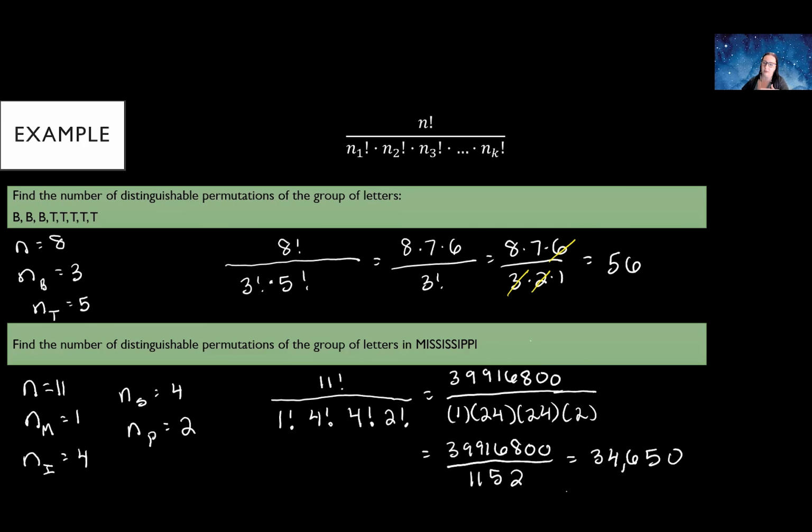So that would be the number of different ways you could rearrange the letters in Mississippi with them all looking different, which is a lot. So that was my last example, the distinguishable permutations. Okay.